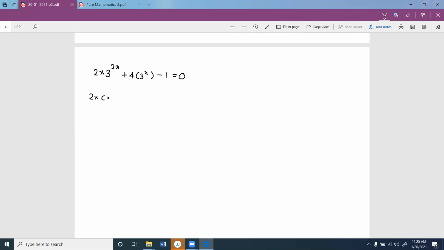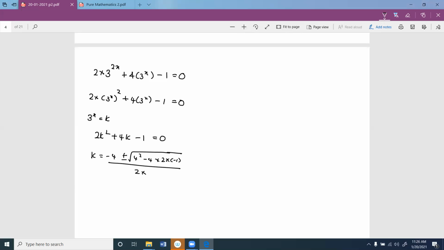2 times 3 to the power x, whole thing squared, plus 4 times 3 to the power x minus 1 is equal to 0. Then you can say 3 to the power x is equal to k. So that is 2k squared plus 4k minus 1 is equal to 0. With this, you can get the answer for k. So k is equal to minus 4 plus or minus square root of b squared minus 4ac, where a is 2, c is minus 1, divided by 2a, which is 2 into 2.